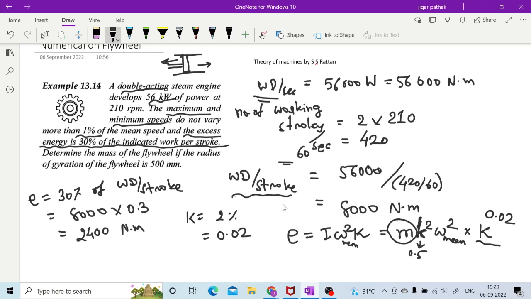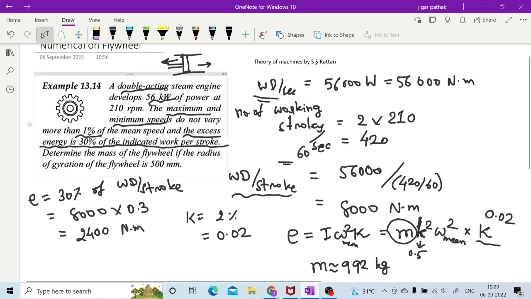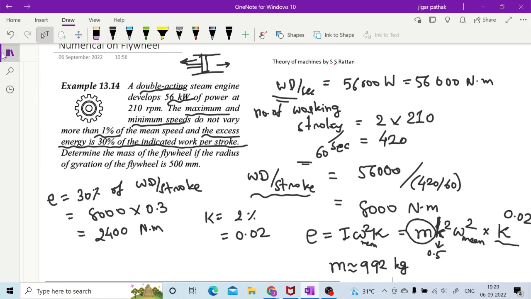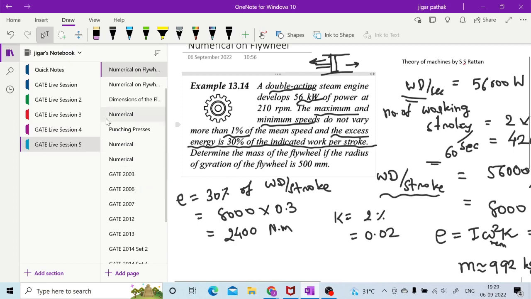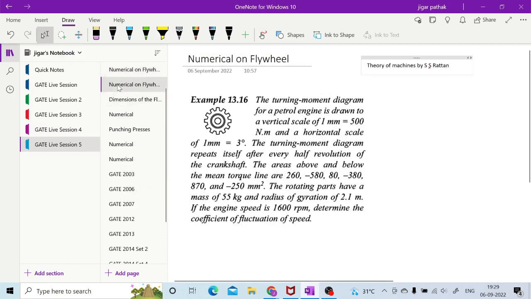So the mass is 992.53, correct. So your mass will be almost around 992 kg. Correct. So let us go to the next one.